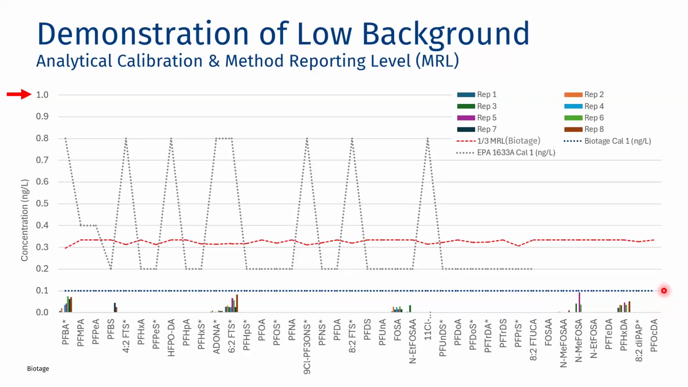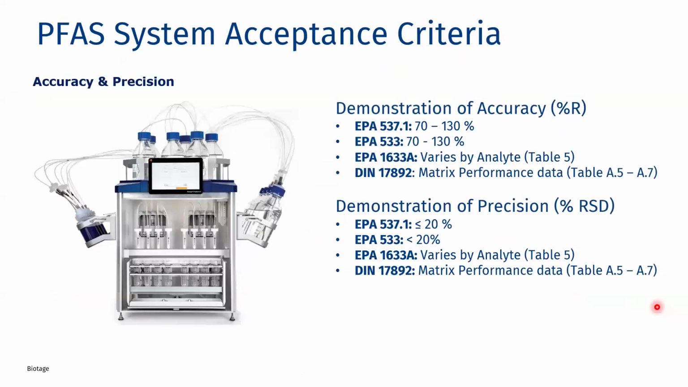And you can see after 8 replicates of laboratory reagent blanks, here is the result in terms of background. All background on the Prep Expert 8 was below 0.1 nanogram per liter, and this is above and beyond what method criteria were for all methods that we considered. So now that we know that our system has acceptable background, let's look at the precision and accuracy by method.